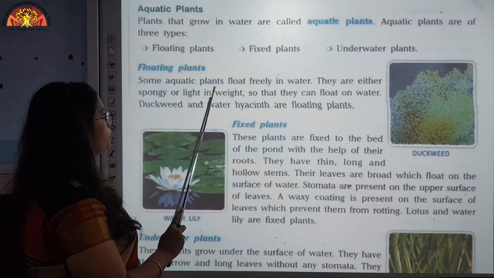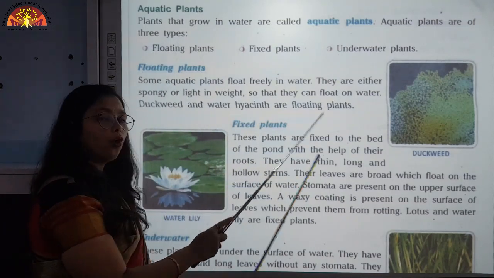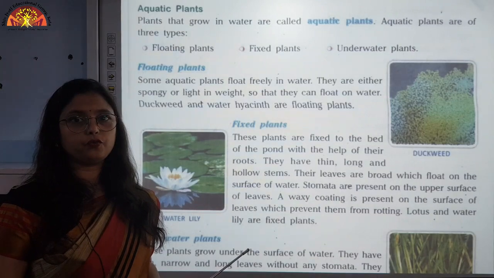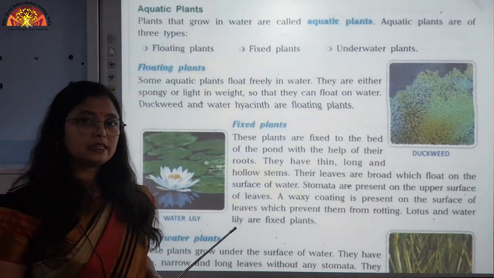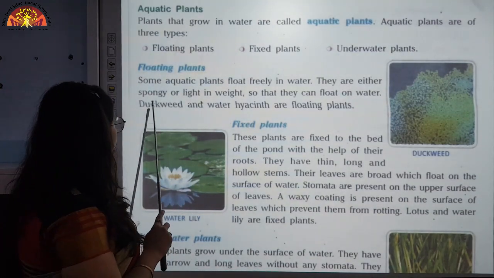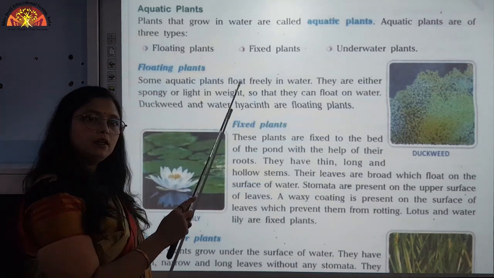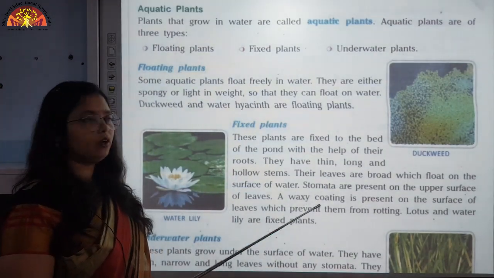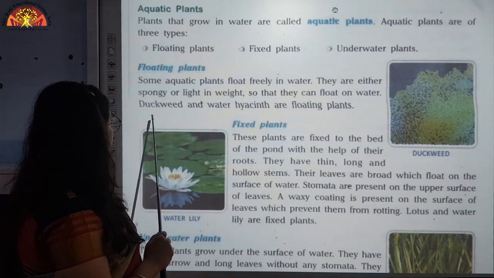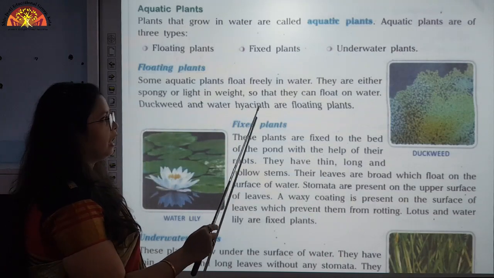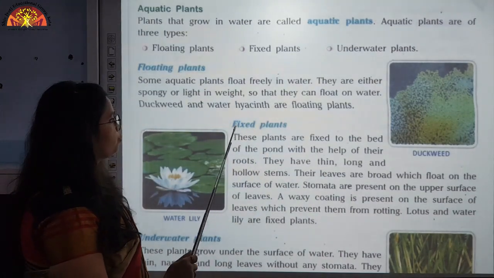Now, some aquatic plants float freely in water. Now, how can they float freely in water? Because these plants are either spongy or light in weight, so they can float freely on water. Some of the examples are duckweed and water hyacinth. Okay. Now, we move to fixed plants.